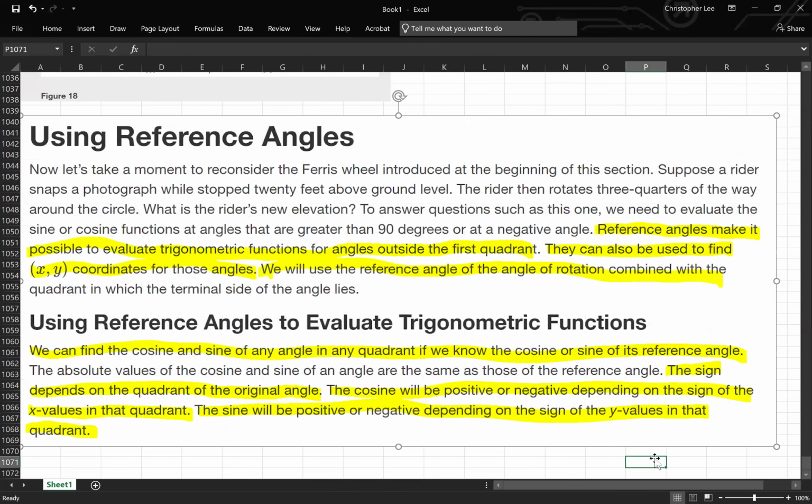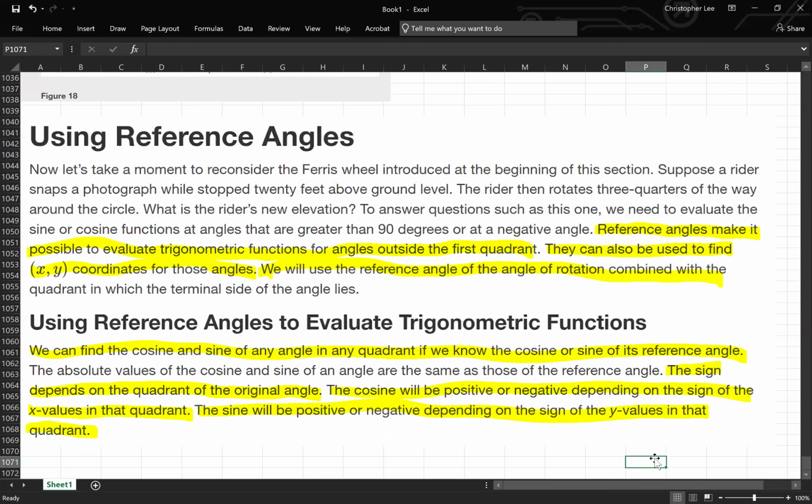Let's talk about using reference angles. So now let's take a moment to reconsider the Ferris wheel introduced at the beginning of this section. Suppose a rider snaps a photograph while stopped 20 feet above ground level. The rider then rotates 3/4 of the way around the circle. What's the rider's new elevation?